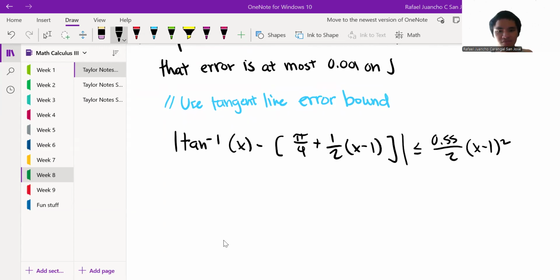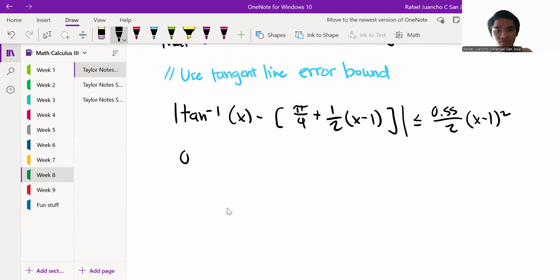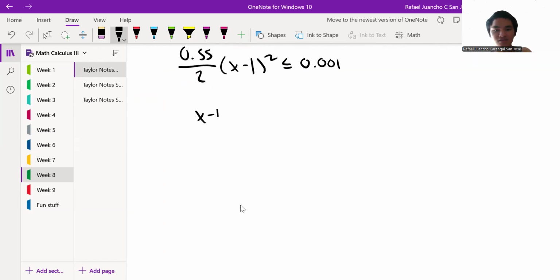And so the error will be at most 0.001 if this thing is less than 0.001. And then from here on out, I just solve for x. So for x, I would get that type of value.